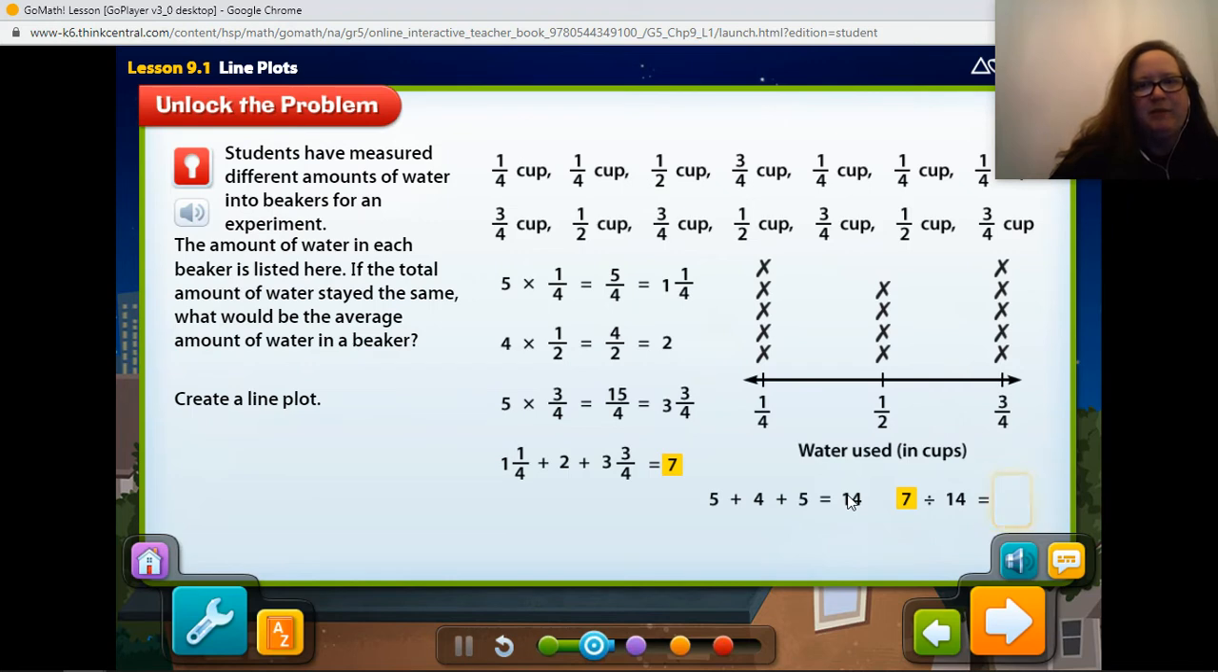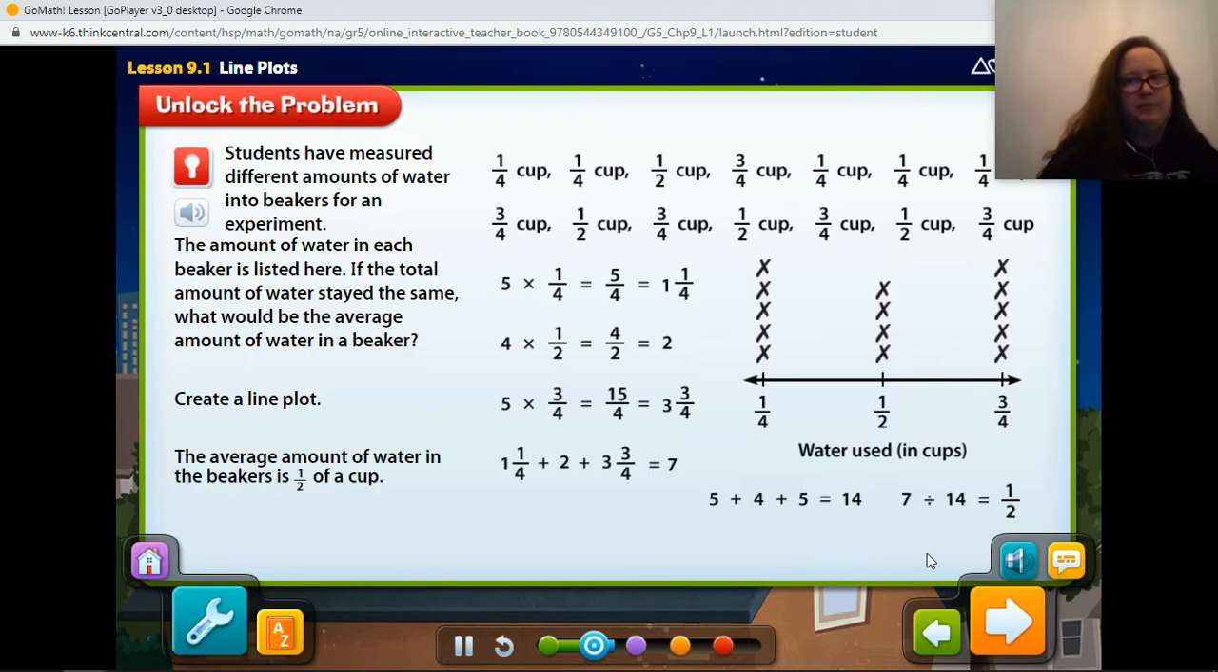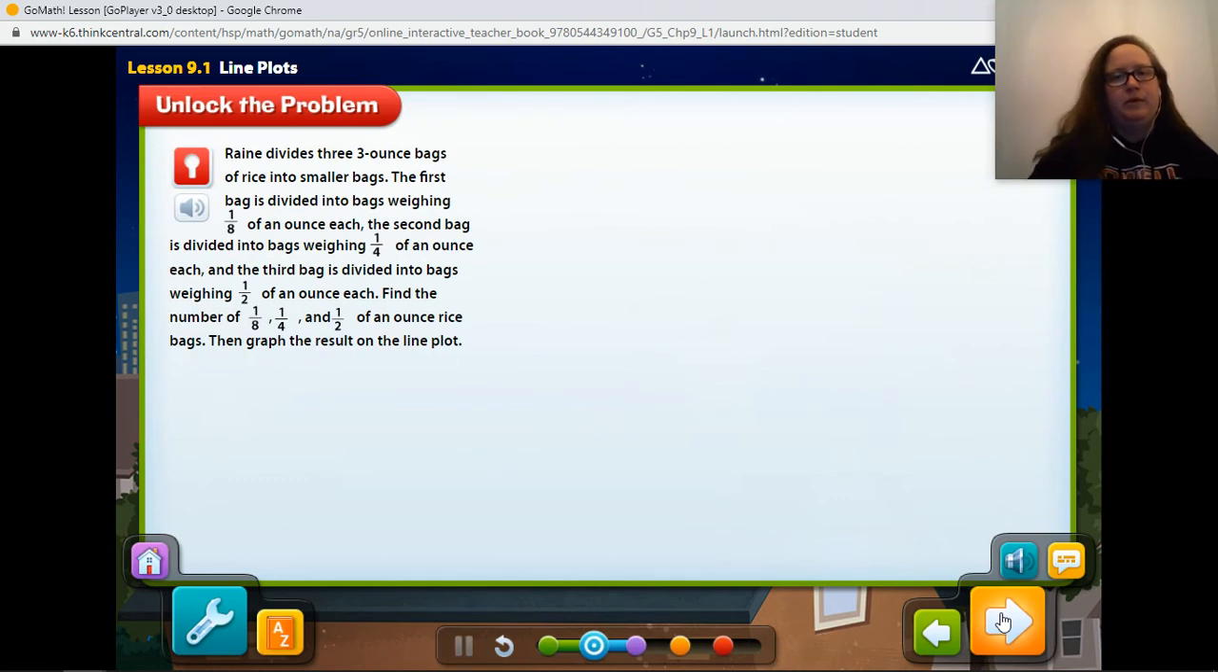Well, we have 7 divided by 14. We can make that a fraction, which means we have 7 over 14. And we can simplify that by dividing both the numerator and denominator by 7. So 7 divided by 7 is 1, and 14 divided by 7 is 2. So we get 1/2. 7 divided by 14 equals 1/2. The average amount of water in the beakers is 1/2 of a cup. Let's look at another line plot.